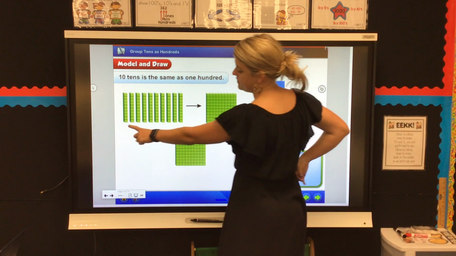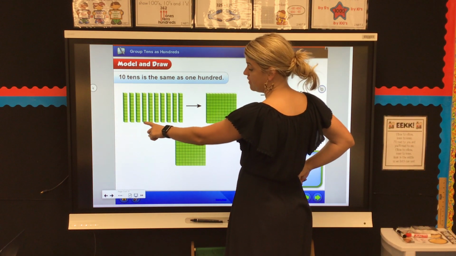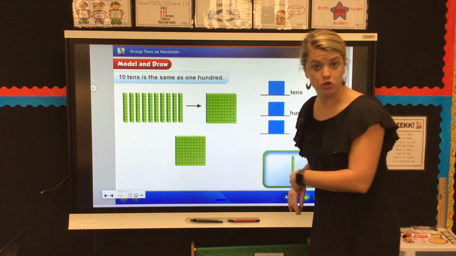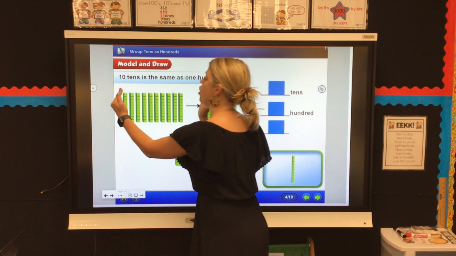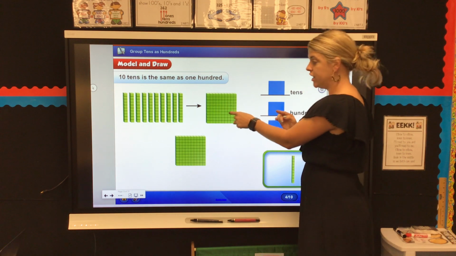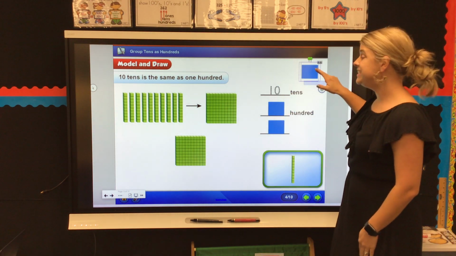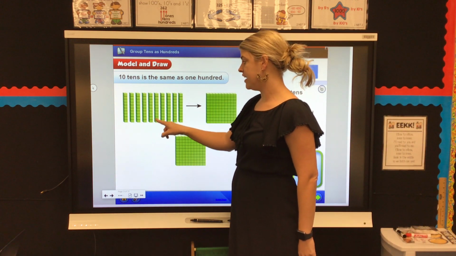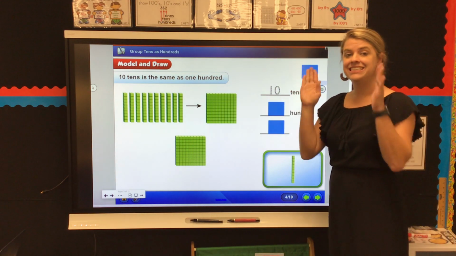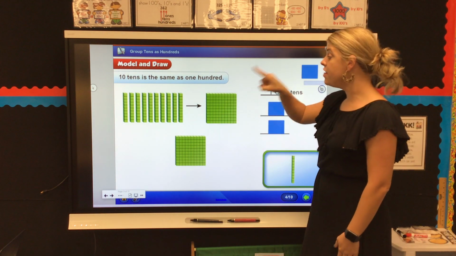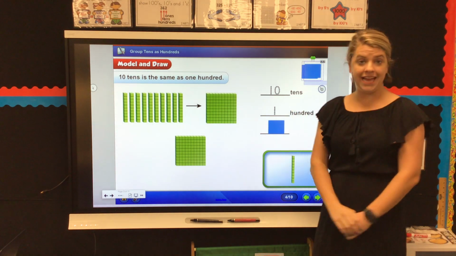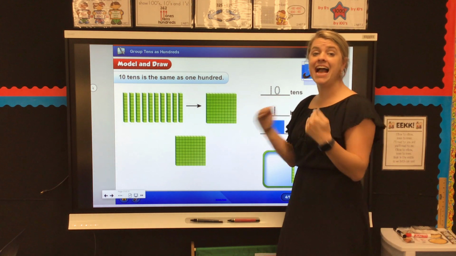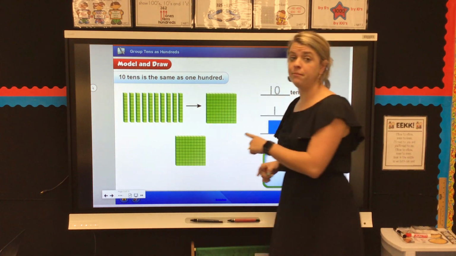So let's count that. 10, 20, 30, 40, 50, 60, 70, 80, 90, 100, okay? So we know that if we push all of those together, that we make a hundreds flat, okay? So when we have 10 rods, 1, 2, 3, 4, 5, 6, 7, 8, 9, 10 rods is the same thing as 100 flat, okay? So it's the exact same thing, we're just using different manipulatives, right?